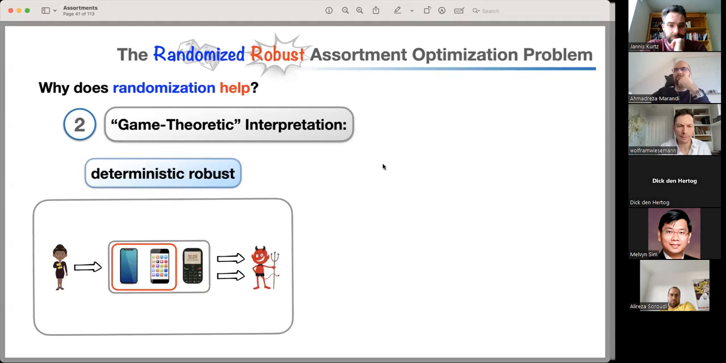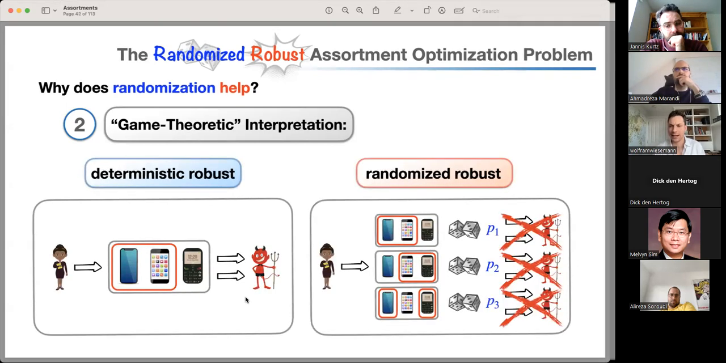When we implement a deterministic robust strategy, as I mentioned before, we can see this as a Stackelberg leader-follower game, us against nature, where we decide on an assortment, and subsequently nature chooses the worst possible parameter settings for this assortment.